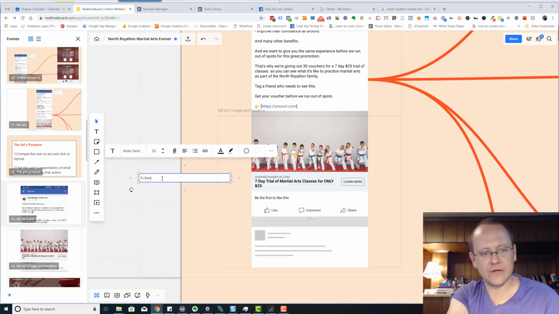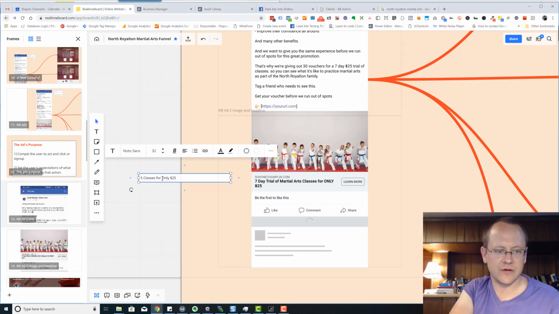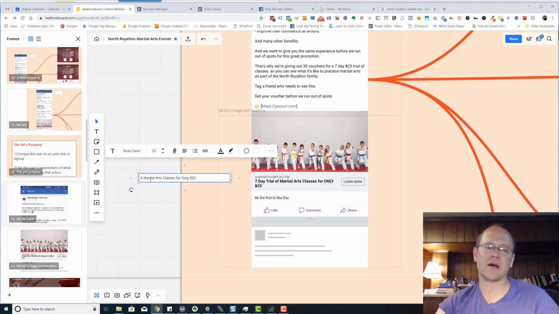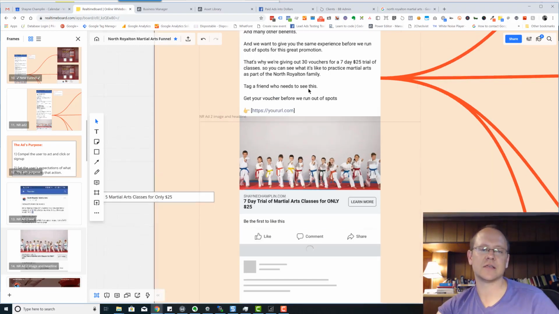5 classes, only $25. Keep it nice and simple. I'm telling you guys, simple is what works best when it comes to this kind of stuff. The more complex you get, the more difficult it becomes. Clarity and simplicity. $25, right? You can put that in there as a headline, or any variation of that is going to be effective, right?